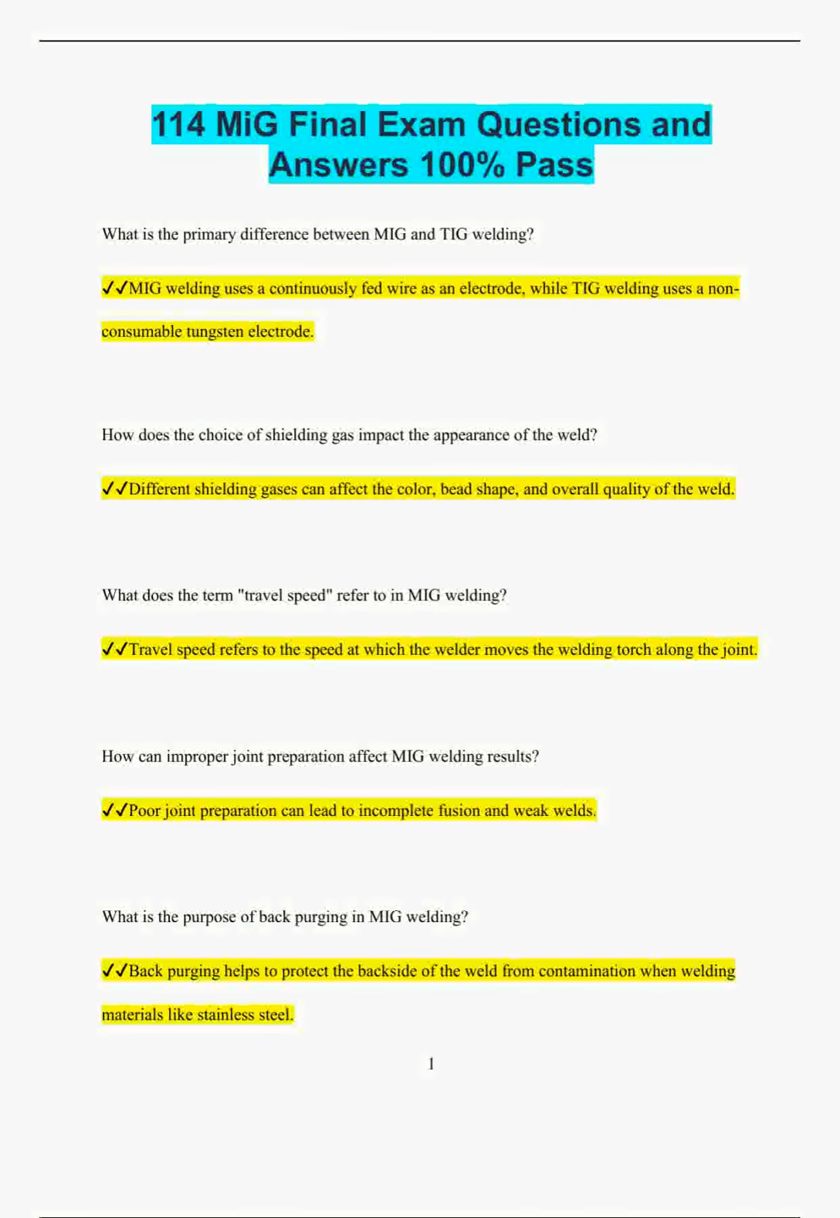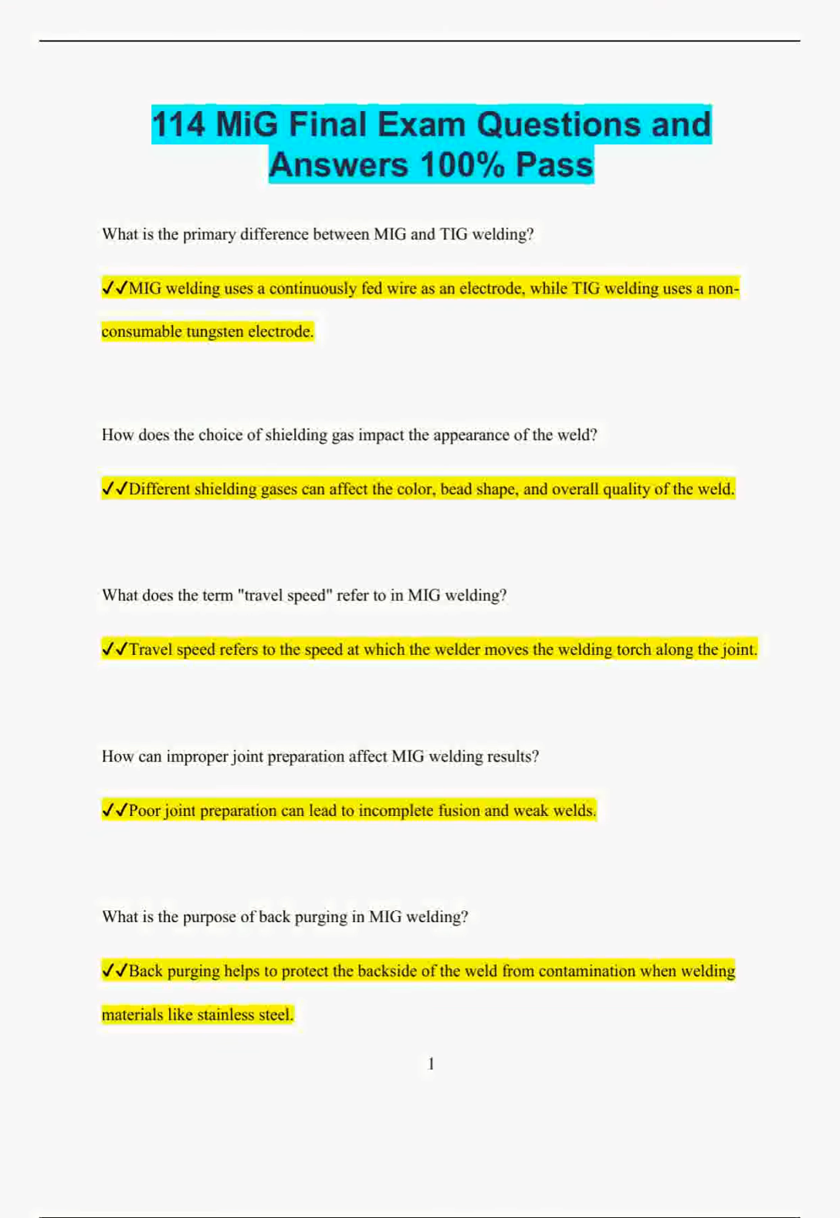What is the primary difference between MIG and TIG welding? MIG welding uses a continuously fed wire as an electrode, while TIG welding uses a non-consumable tungsten electrode. How does the choice of shielding gas impact the appearance of the weld? Different shielding gases can affect the color, bead shape, and overall quality of the weld.